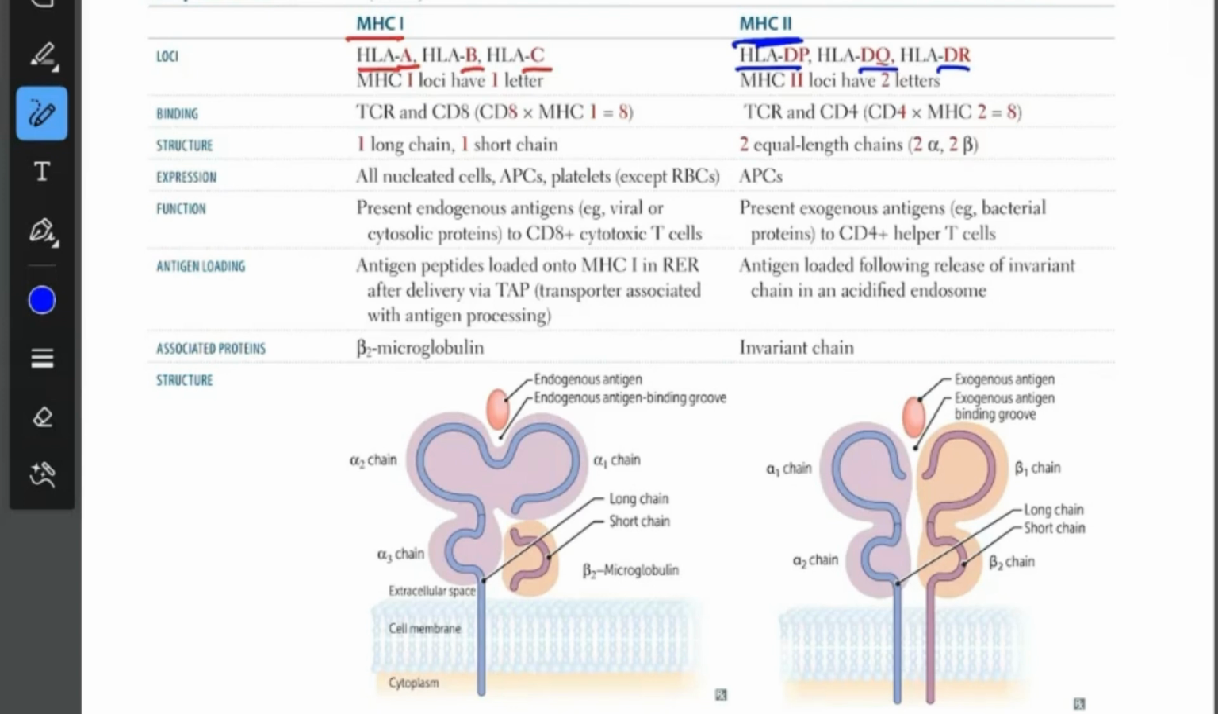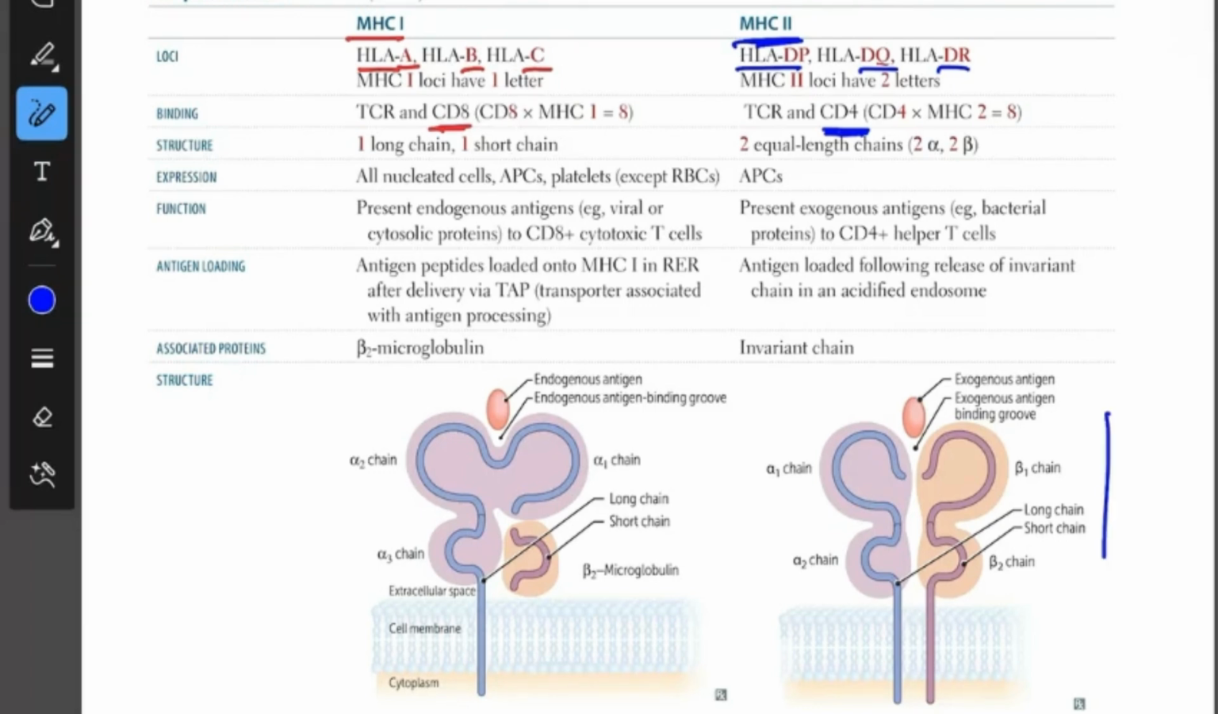The second thing you need to know about the difference between the two of them is MHC I presents antigens to CD8 T cells, right? While MHC II presents antigens to CD4. Other thing is the structure here.